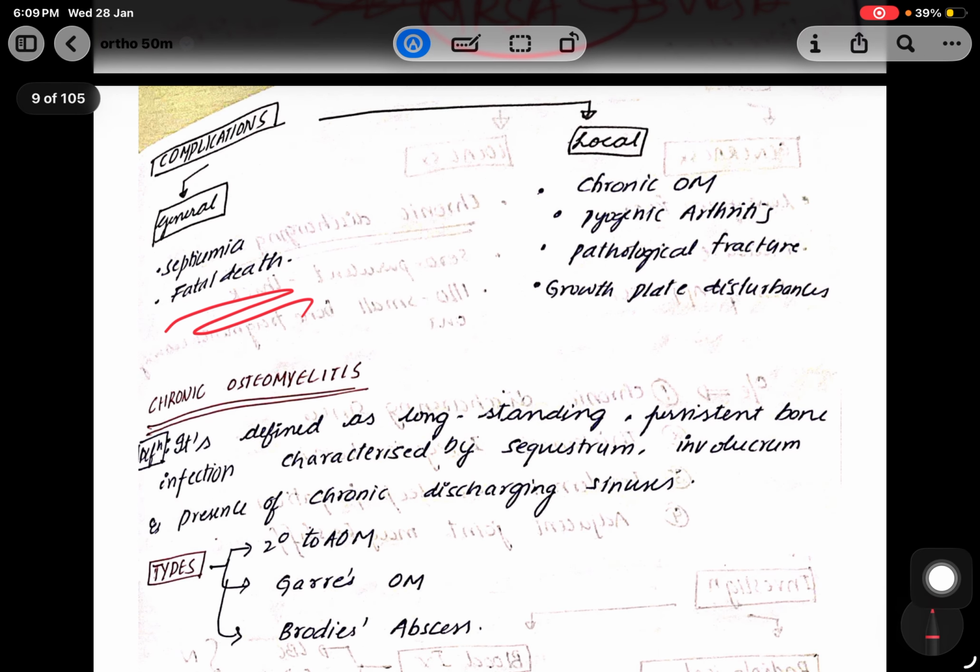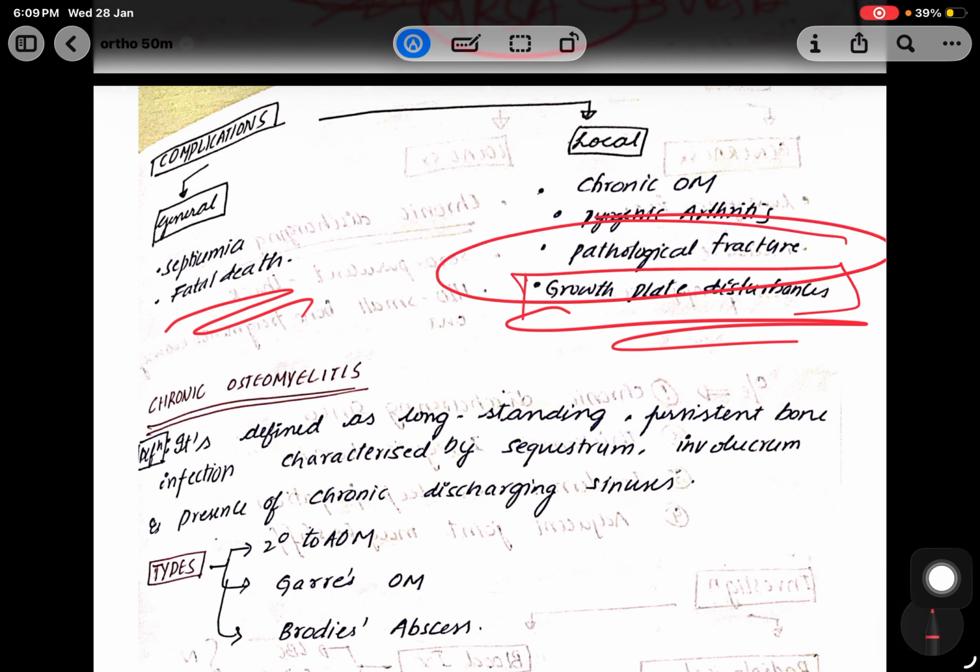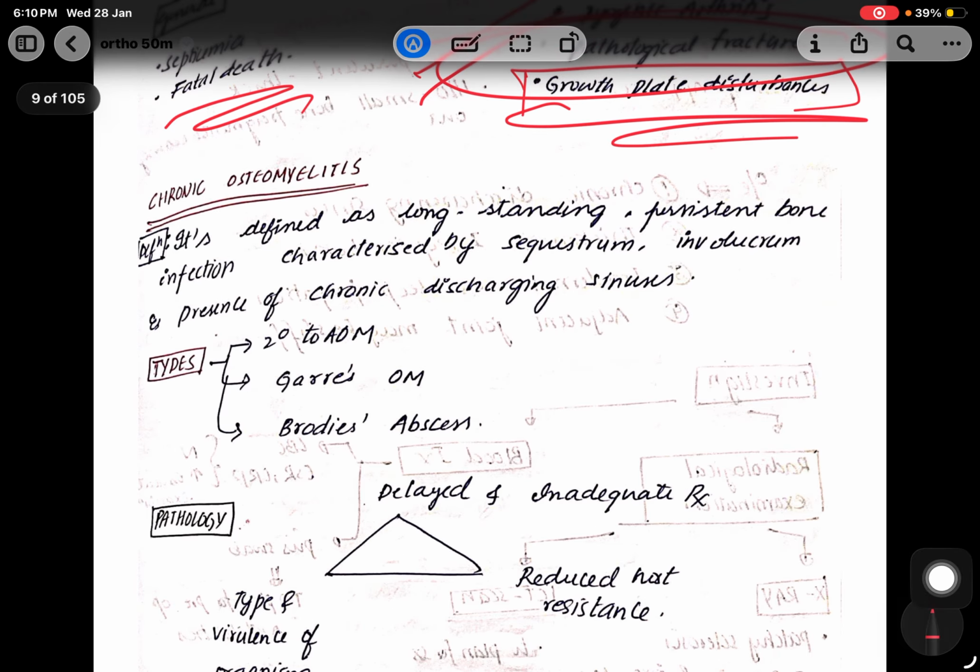Then these are the complications, which I'm sure you can just study. While writing complications, make sure you write about growth plate disturbances and pathological fractures, because there are incidences where people present at this stage as well. Okay, coming to that, it is one of the 10 markers. Make sure you know about that.